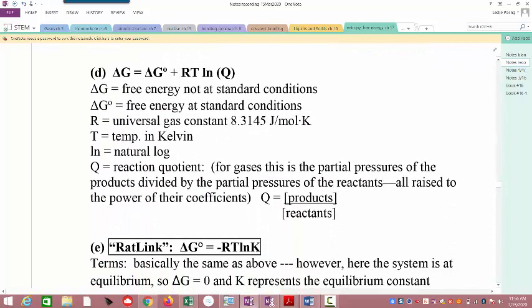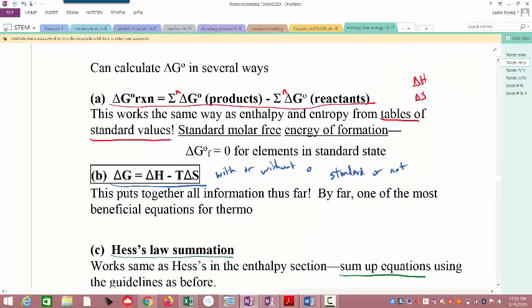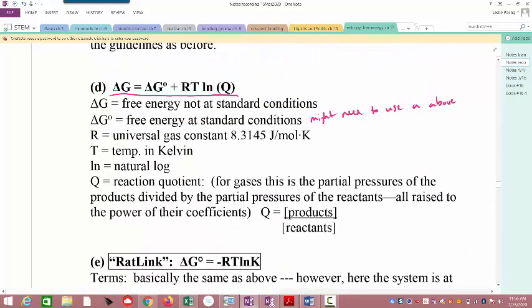Now, here's a new one that we haven't seen yet. Delta G not at standard conditions equals delta G at standard conditions. So you might need to use the equation from A above to get that standard conditions using the chart to put into this. R is your universal gas constant, T, your temperature in Kelvin, and then Q is your reaction quotient.